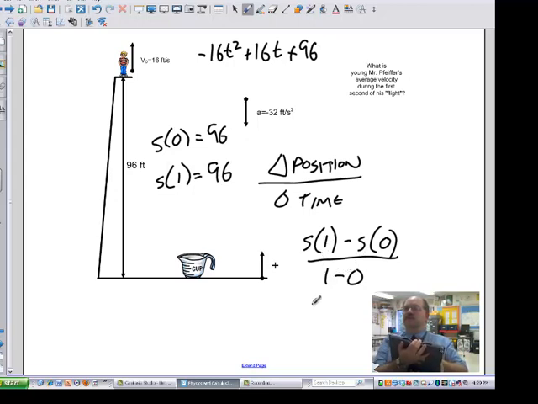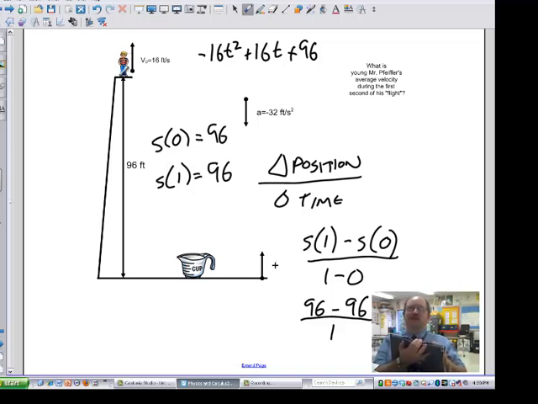Okay, so if we plug in the s of 1, which is 96, subtract the s of 0, which is also 96, divide that by 1 minus 0, which is 1, we end up with 0 over 1, which is 0. So Mr. Pfeiffer's average rate of change at that time, his average velocity, was 0 feet per second. And again, average velocity 0 feet per second.